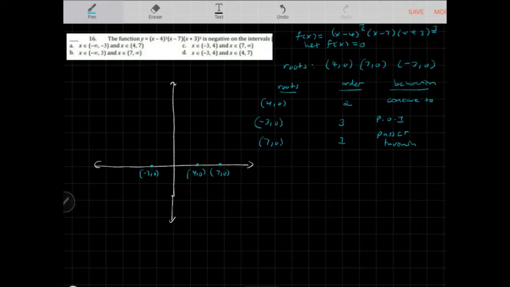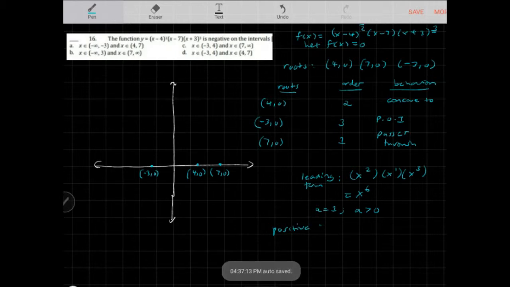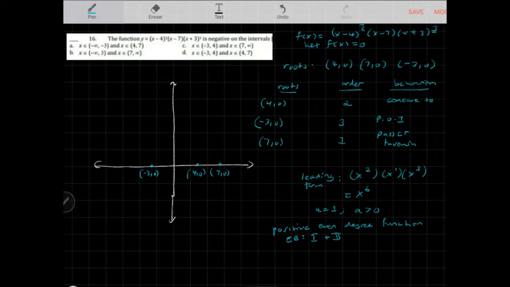Now, we also understand that if I'm looking at the leading term, we have (x minus 4) squared, (x minus 7), and (x plus 3) cubed. Your leading term here is going to be x squared times x to the power 1 times x cubed. So this is x to the power 6, which should be an even degree function. A seems to be positive, so a should be 1 here, so a is greater than 0. So this is a positive even degree function. Because it's a positive even degree function, you should expect that the end behavior should be in quadrants 1 and 2. So the end behavior should be out here.